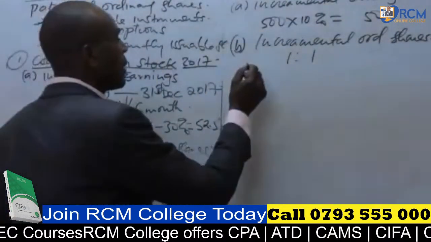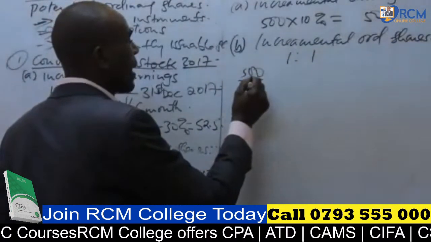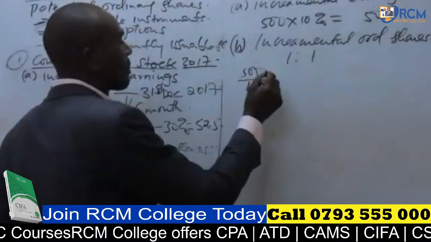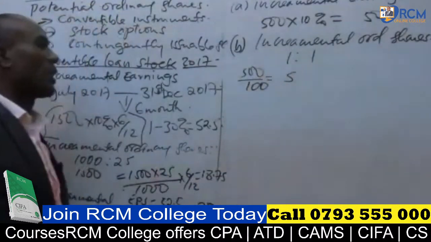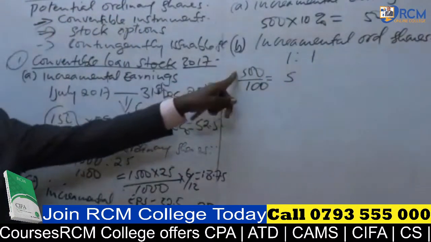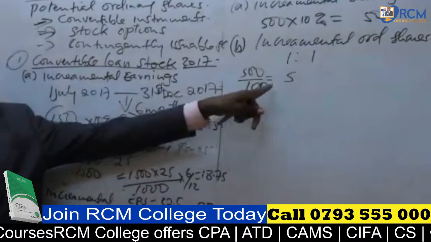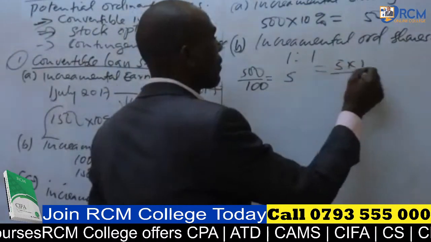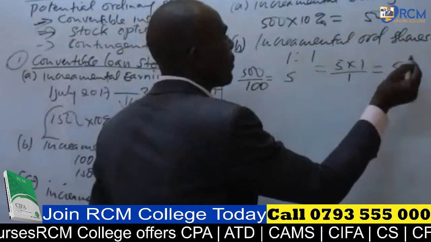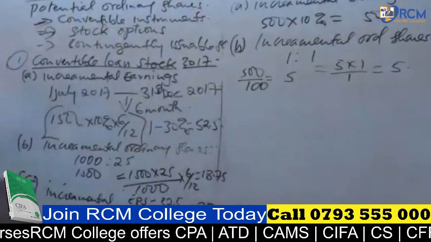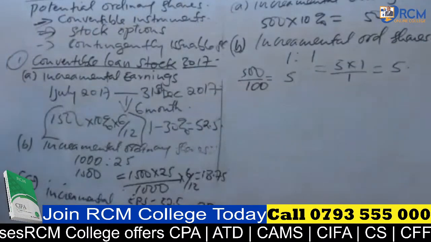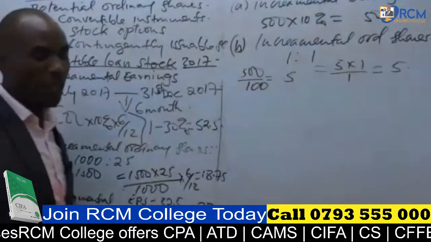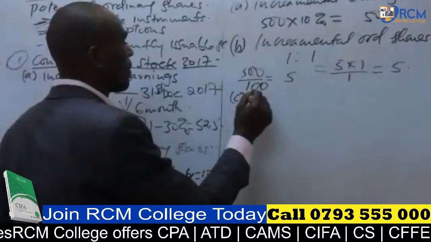Therefore, what about 500 divided by 100? 500 is in shillings. The par value is 100. Therefore, what about 5 million? Therefore, it will be 5 times 1 divided by 1, which is 5. Thank you very much. We have 5 there. Then you give me the incremental number C.